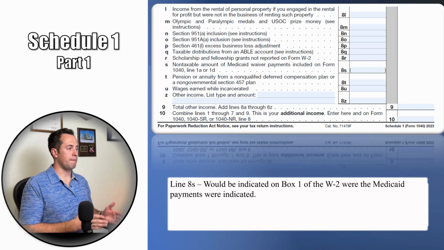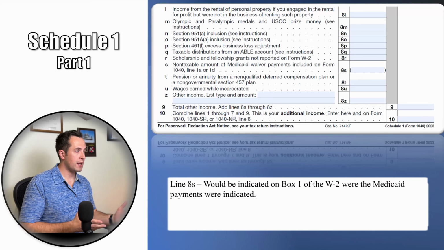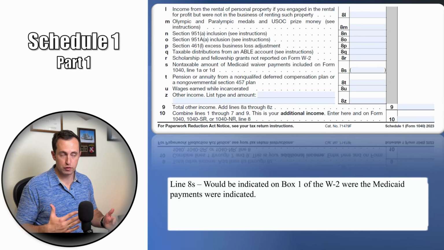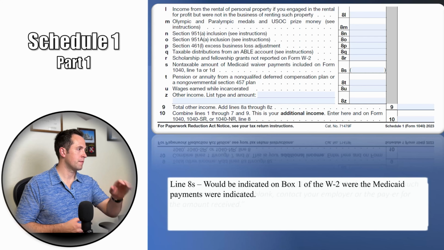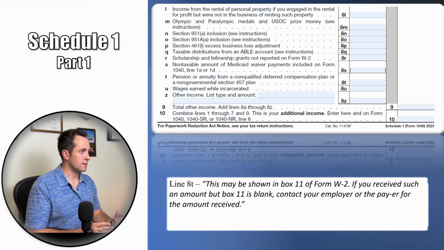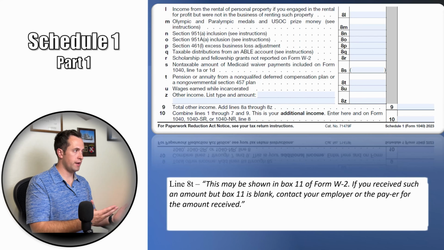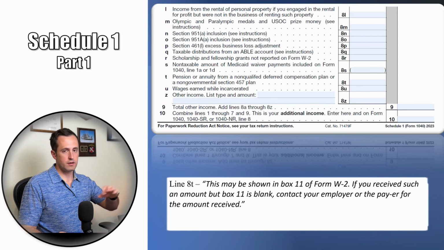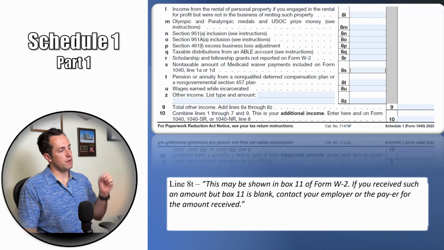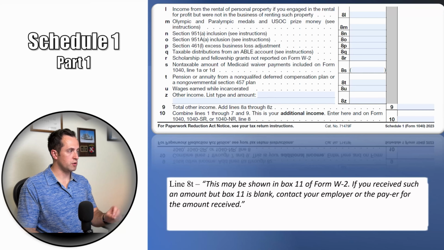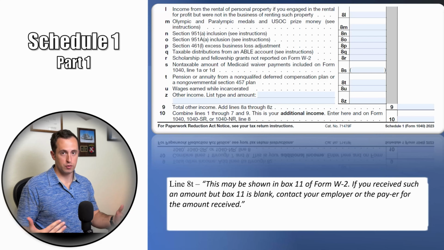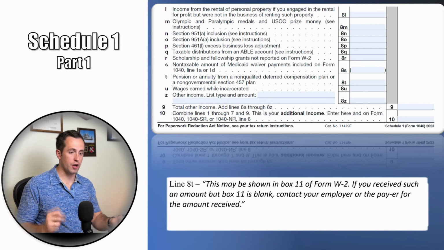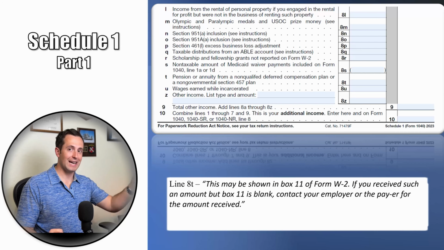8S, this is going to be indicated on box 1 of the W-2, where the Medicaid payments were indicated, so that you know how much was paid out. And basically for that, it's going to be the non-taxable amount. Moving on to 8T, that's going to be pension or annuity from a non-qualified deferred compensation plan. Basically reading this directly from the instructions, this may be shown on box 11 of Form W-2. If you receive such an amount but it wasn't indicated on the W-2, please contact your employer or your payer for the amount you received, so that it gets documented correctly on your W-2, and that amount is going to go here in line 8T.